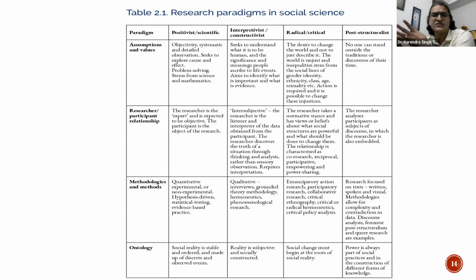When I talk about the post-structuralist view, the researcher analyzes the participant as a subject of discourse in which the researcher is also embedded. Now, the methodology: quantitative is largely experimental or non-experimental, hypothesis-driven at times, with statistical testing, evidence-based research. But qualitative is largely based on interviews, grounded theory, hermeneutics, or phenomenological research. Phenomenology is largely based on experiences. When I talk about the radical, it is largely emancipatory action, participatory research, collaborative research, critical ethnography, critical or radical hermeneutics, critical policy analysis, and research focused on text, written, spoken, visual, with a methodology for complexity and contradiction.